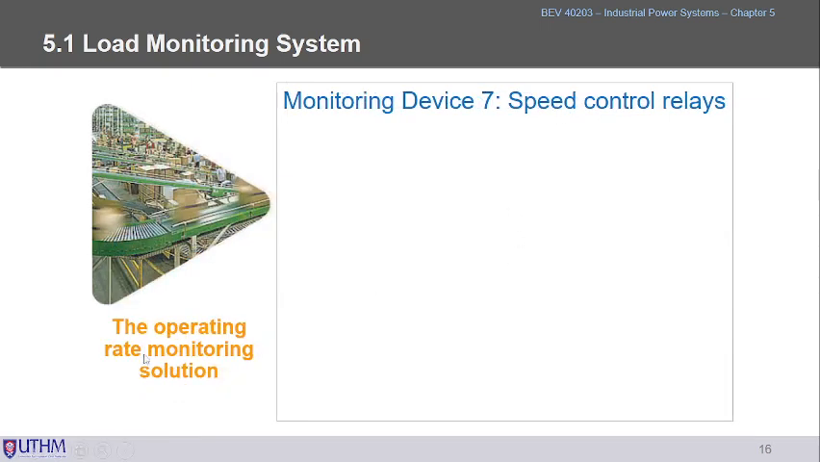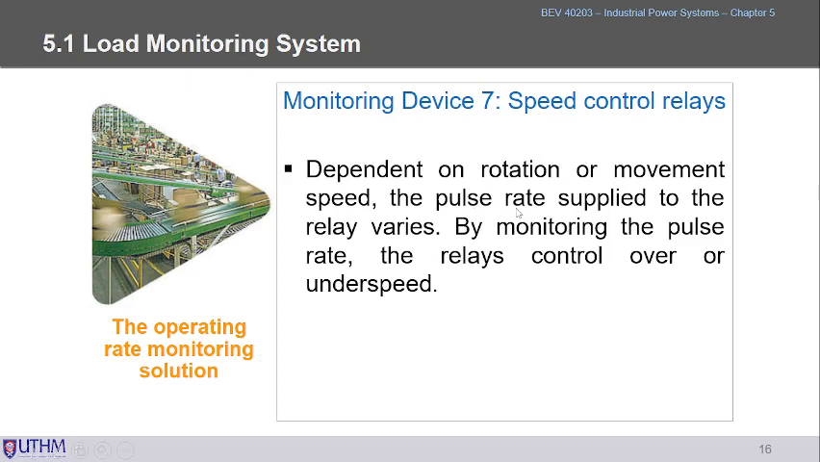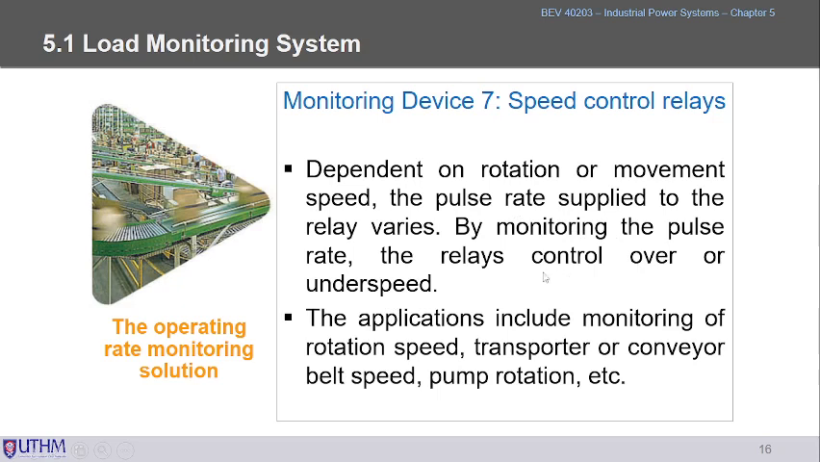For operating rates monitoring solutions, for example, if we want to know the operation of our motors or our machine, then we can have the speed control relays just to maintain certain motor speeds. So we know whether there are under speed or over speed problems happening in our MCC especially. Okay.